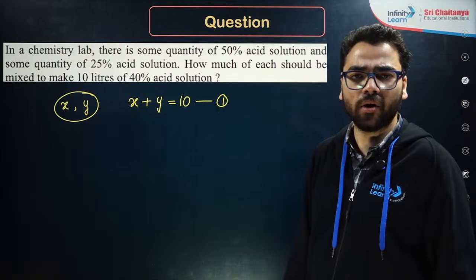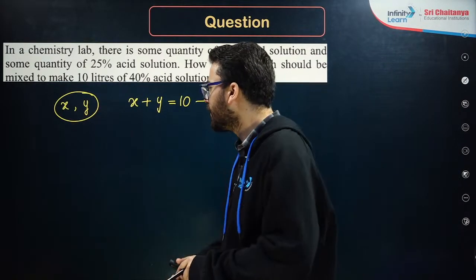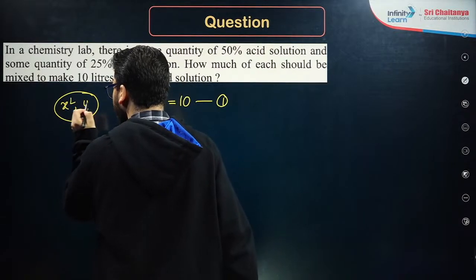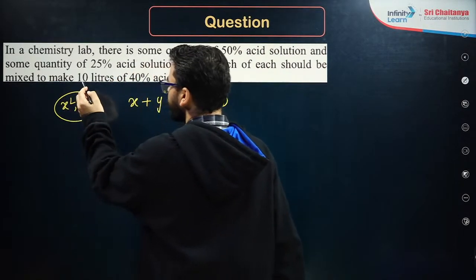ये फर्स्ट इक्वेशन हो गई या नहीं हो गई. मान लो कि द सॉल्यूशन ऑफ द फर्स्ट टाइप इज x लीटर्स, अवेलेबल जो है वो x लीटर्स एंड द सॉल्यूशन ऑफ द सेकंड टाइप इज y लीटर्स. तो टोटल यहां पर जो सॉल्यूशन है वो 10 लीटर्स है.